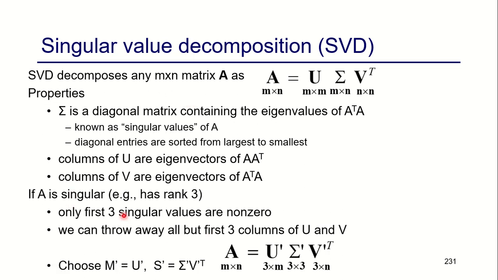If A has rank 3, then three singular values will be non-zero, and you throw away all but the first 3 columns of U and V. You choose M' equal to U', S' equal to Sigma' V' transpose, so that A (m cross n) will be equal to U' Sigma' V' transpose.